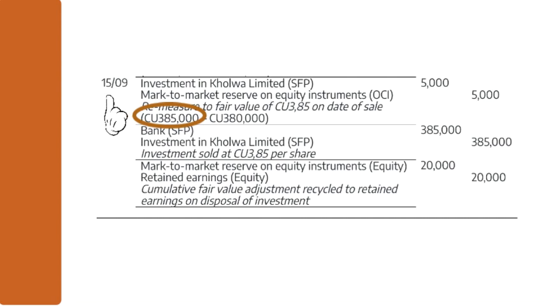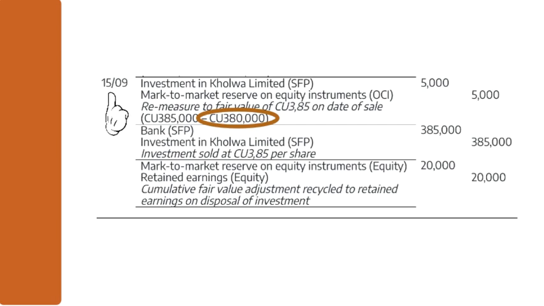Our investment currently is at 380,000. That means in this case we have an upwards movement. That's why we say debit investment. Where does the movement go? We are in the category at fair value through OCI. The movement goes through OCI.